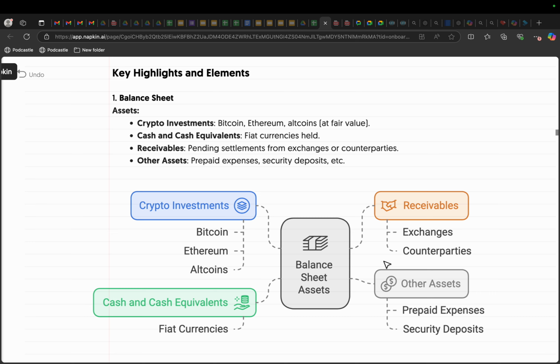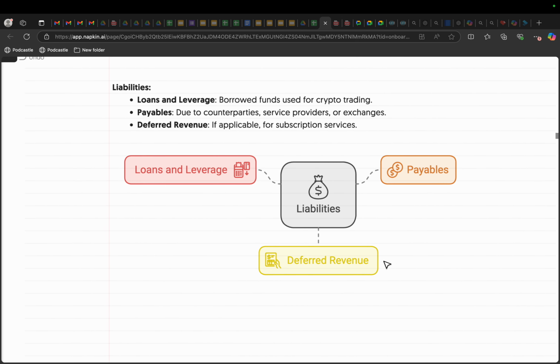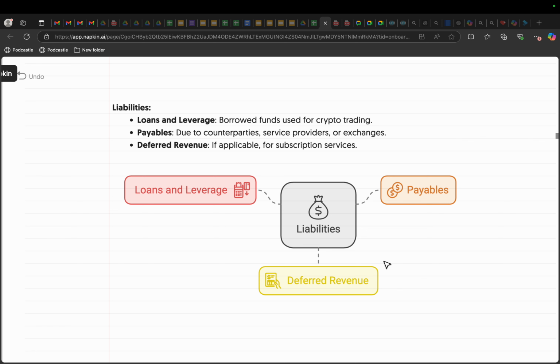Then another big portion of your balance sheet is the liability side. Here, you can record borrowed funds used for crypto trading. Apart from that, amounts due to counterparties, service providers, or exchanges, such as admin fees, management fees, legal fees, or fund formation fees, all of which you can treat as payables and record in the books of account. Apart from that, deferred revenue, if applicable for a subscription or services, you can also treat as a liability and record under the liability side of the balance sheet.